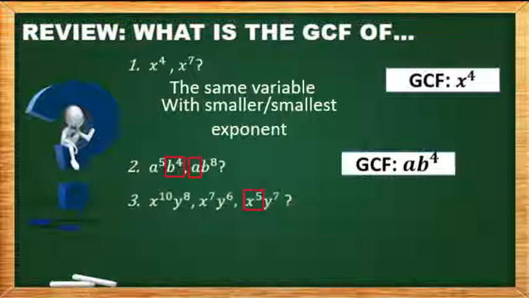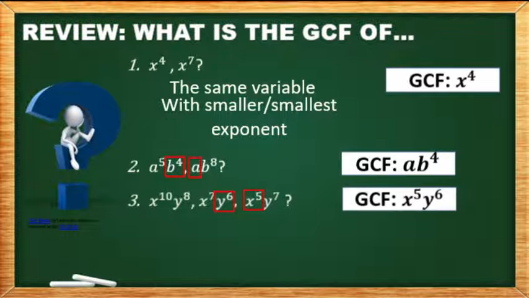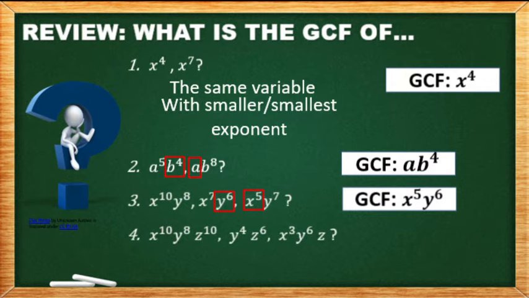Which is smallest? 6. So, therefore, the GCF is x raised to 5, y raised to 6. Another example, number 4. Now, we have x raised to 10, y raised to 8, z raised to 10. The second expression is y raised to 4, z raised to 6. And the third one, x cubed, y raised to 6, and z.